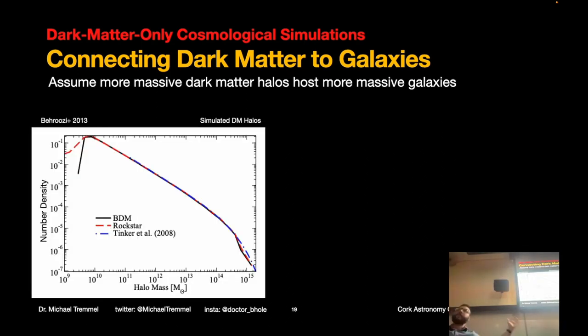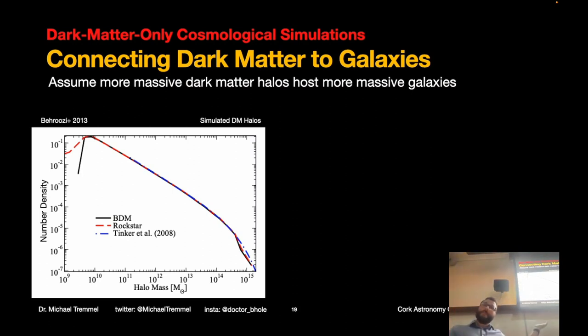So we can take one of those big simulations and we can just count up the dark matter halos. We can calculate the number of dark matter halos per unit volume as a function of their mass. We get something that looks like that. Okay, great, we just took our simulation, we counted.